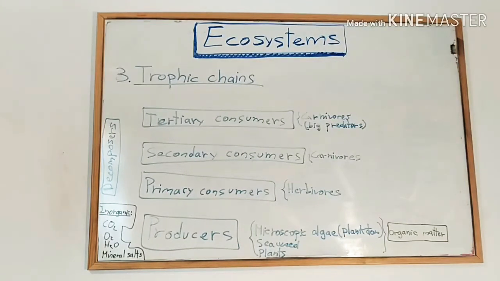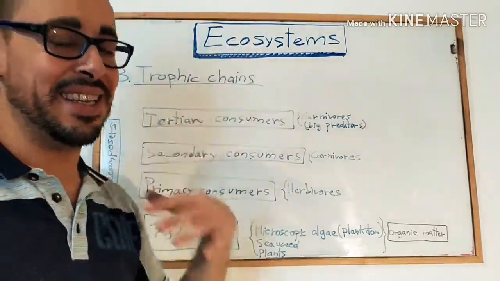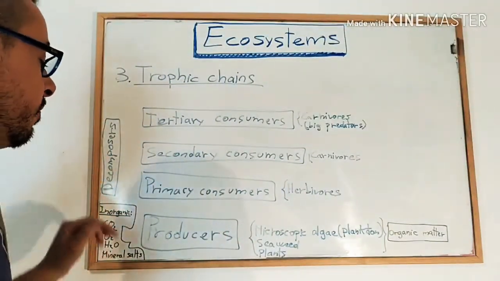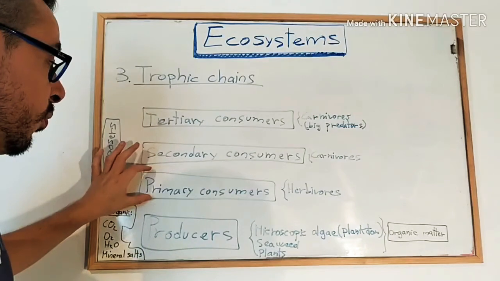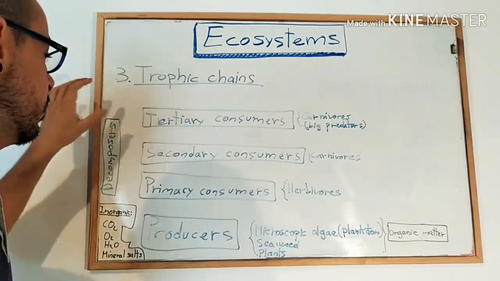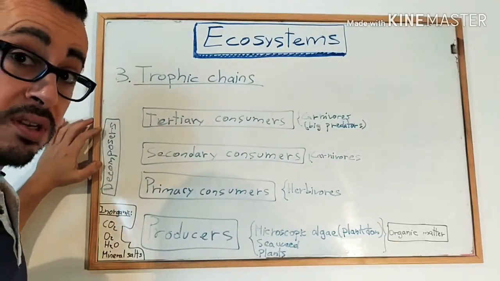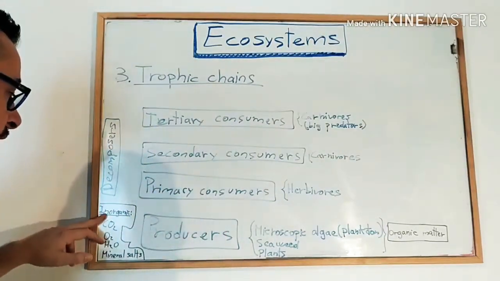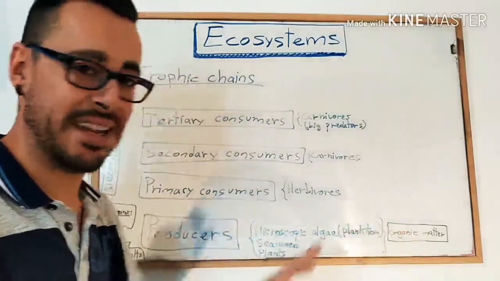So, point 3, trophic chains. What is a trophic chain? Ecosystems are regulated by themselves. So, in an ecosystem, we can find the producers, the primary consumers, secondary consumers, tertiary consumers, the decomposers, and the matter. The matter can be inorganic matter or organic matter.